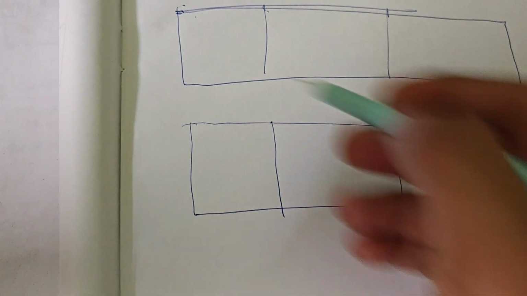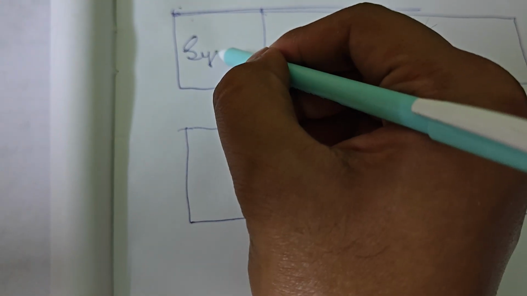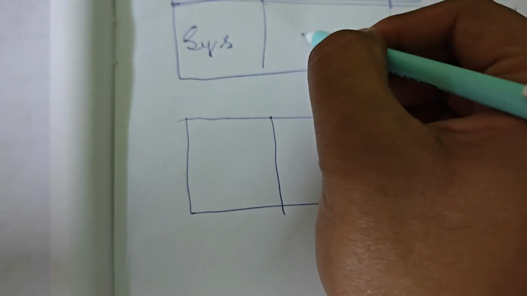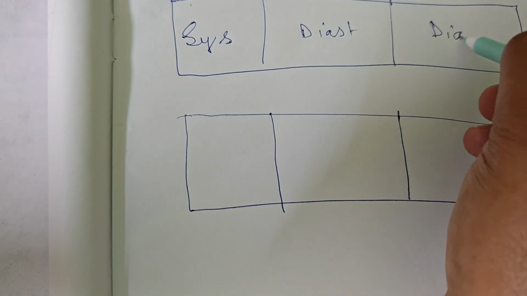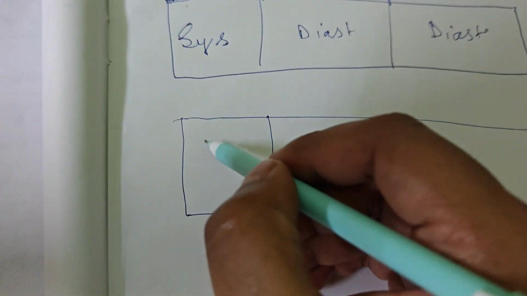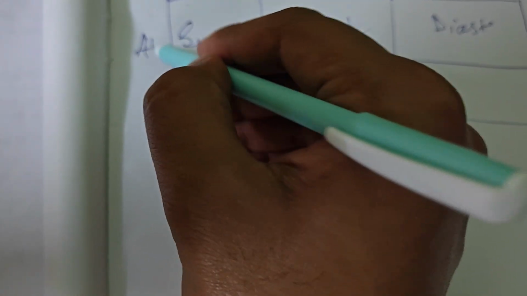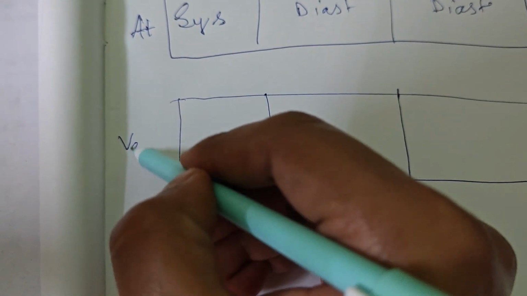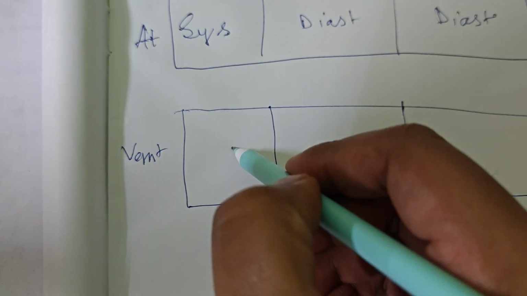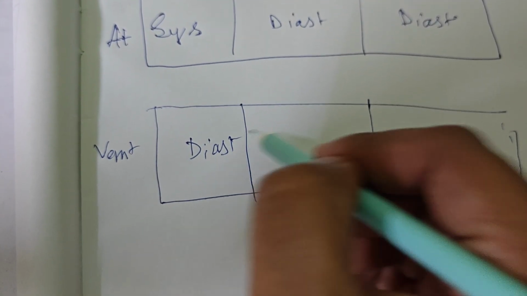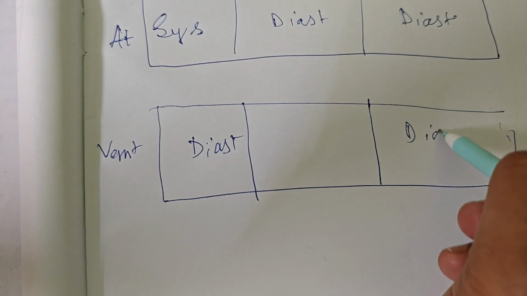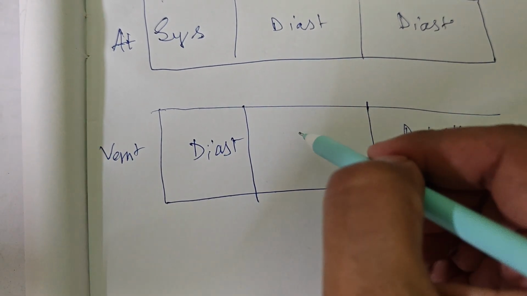So, atrial systole, atrial diastole, diastole continued. Ventricular, this is your atria, suppose. Ventricle. So what we know is there is a ventricular diastole phase, diastole, and systole.